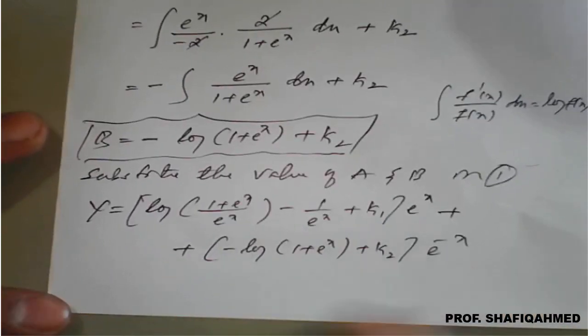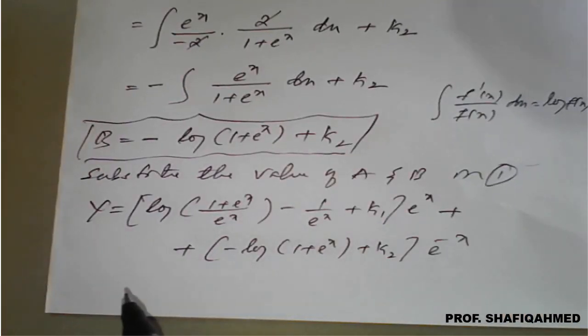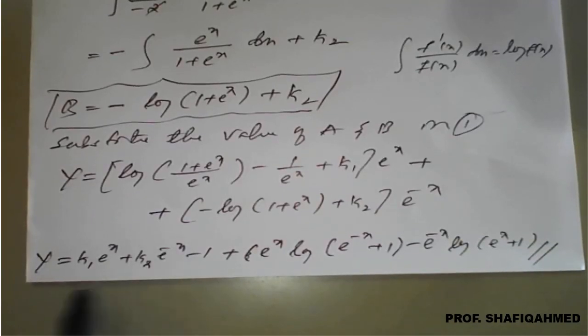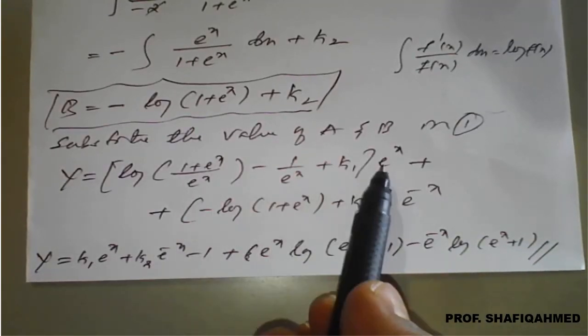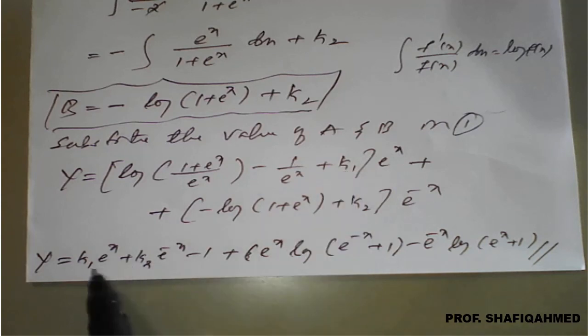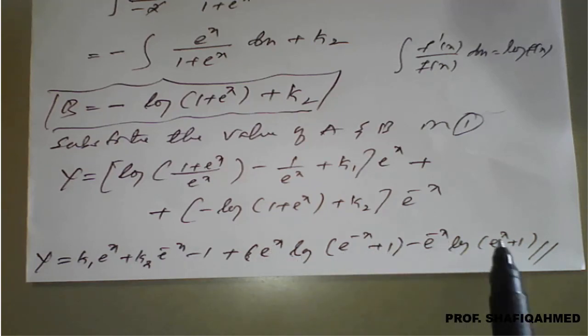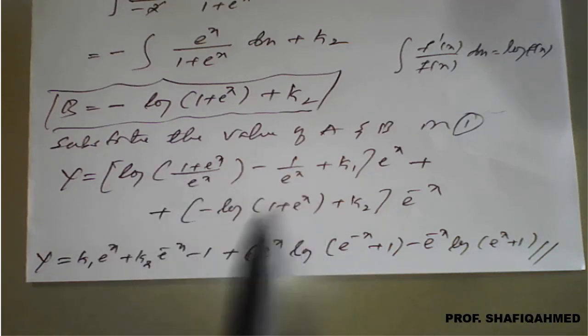So on simplification, we'll get, you simplify this by opening the bracket, e raised to x into k1 you will get, and simplify the remaining. I have written this step directly. So k1 e raised to x plus k2 e raised to minus x into minus 1 plus e raised to x log of e raised to minus x plus 1 minus e raised to minus x log of e raised to x plus 1. This is a direct simplification I have taken. You will just sit and simplify and you will get the final result here.